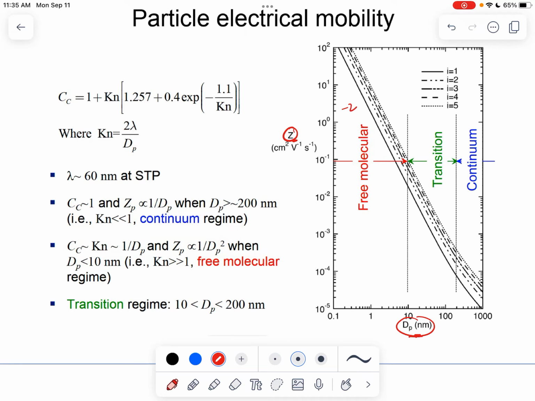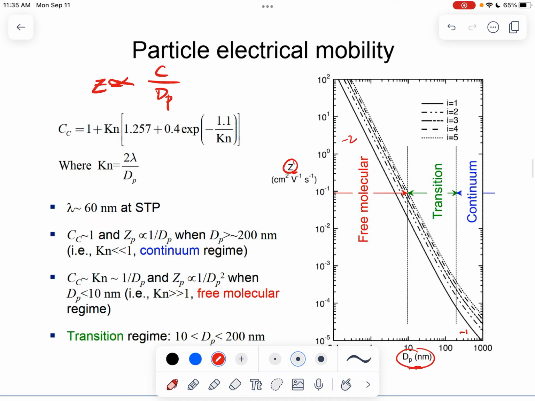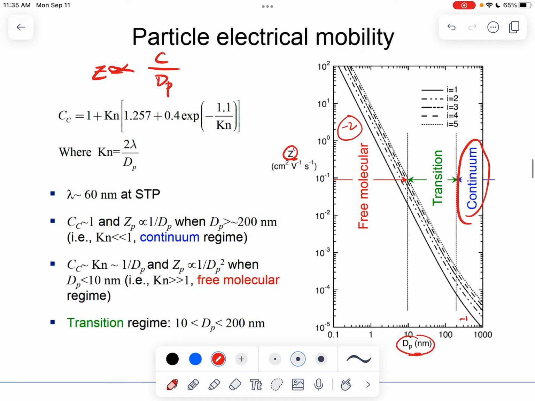So now if I ask you again, what is the slope here? In terms of this section, in the free molecular regime, what's the slope? It's going to be -2, right? And then in the continuum regime, it's going to be -1. And this is because the electrical mobility, again, is proportional to C divided by dP. And we said that when the particles are in the continuum regime, C is equal to 1. In the free molecular regime, C is proportional to 1 over dP. That's why you have a -2 slope here.